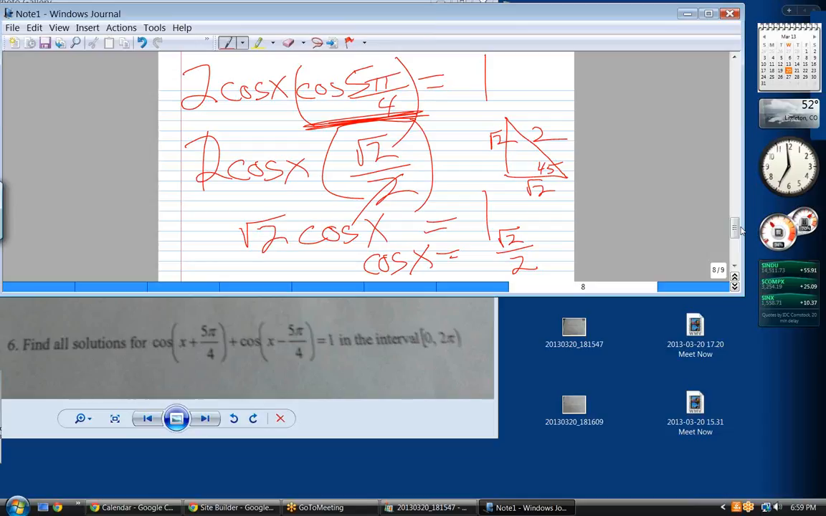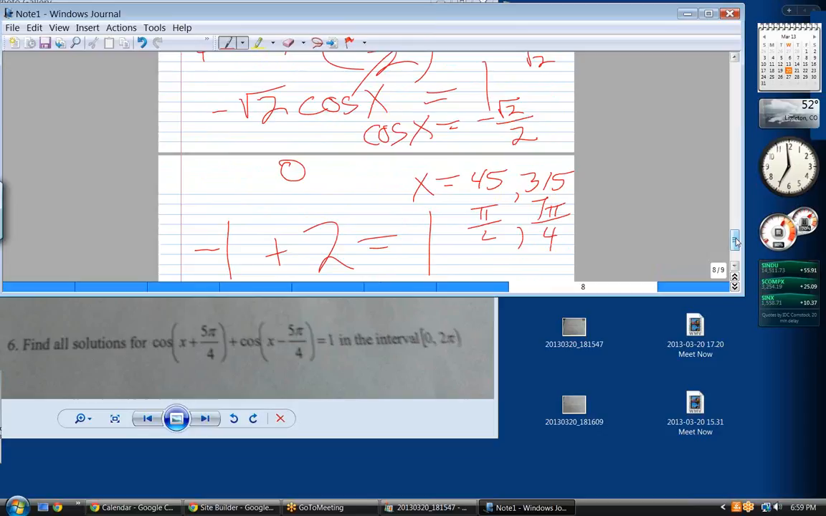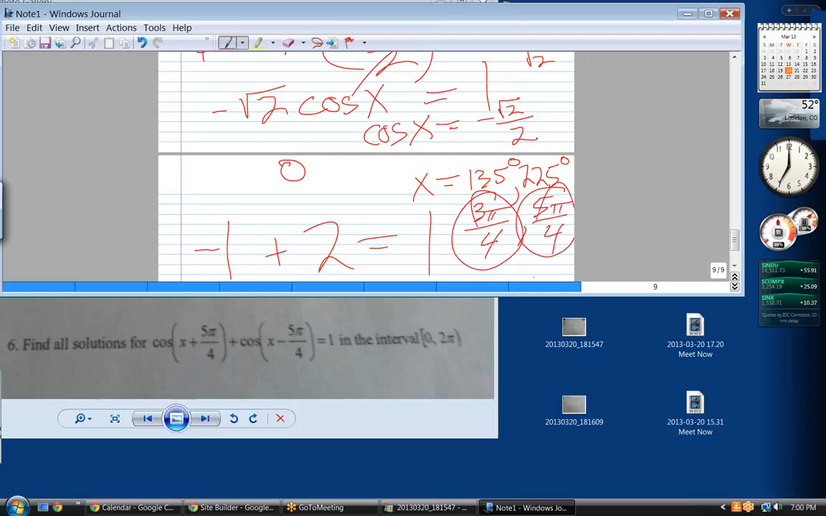I see what I did. I didn't put my negative sign in there. Cosine of 5 pi over 4 is negative root 2 over 2. So now it's negative root 2 cosine of x. So this is negative, and that changes my answers. Not 45 degrees anymore. It is 135 degrees, second quadrant, and 225 degrees, third quadrant. And that is 3 pi over 4 and 5 pi over 4. And if we substitute both of those back in, it'll work.